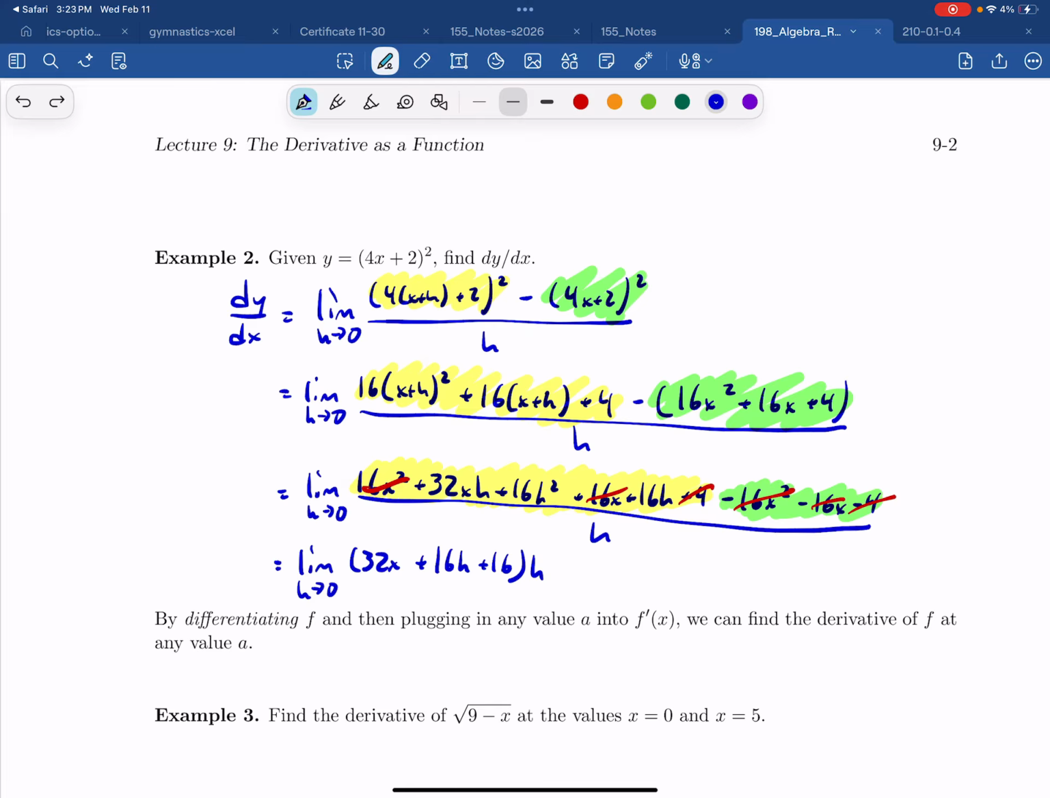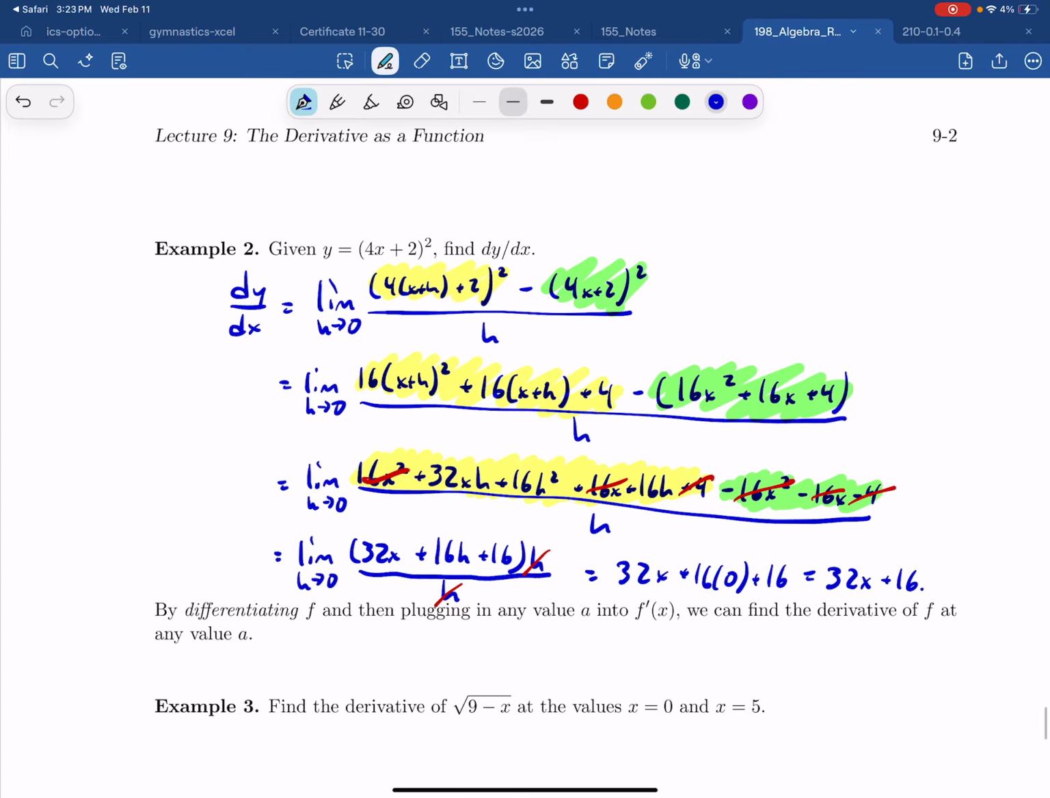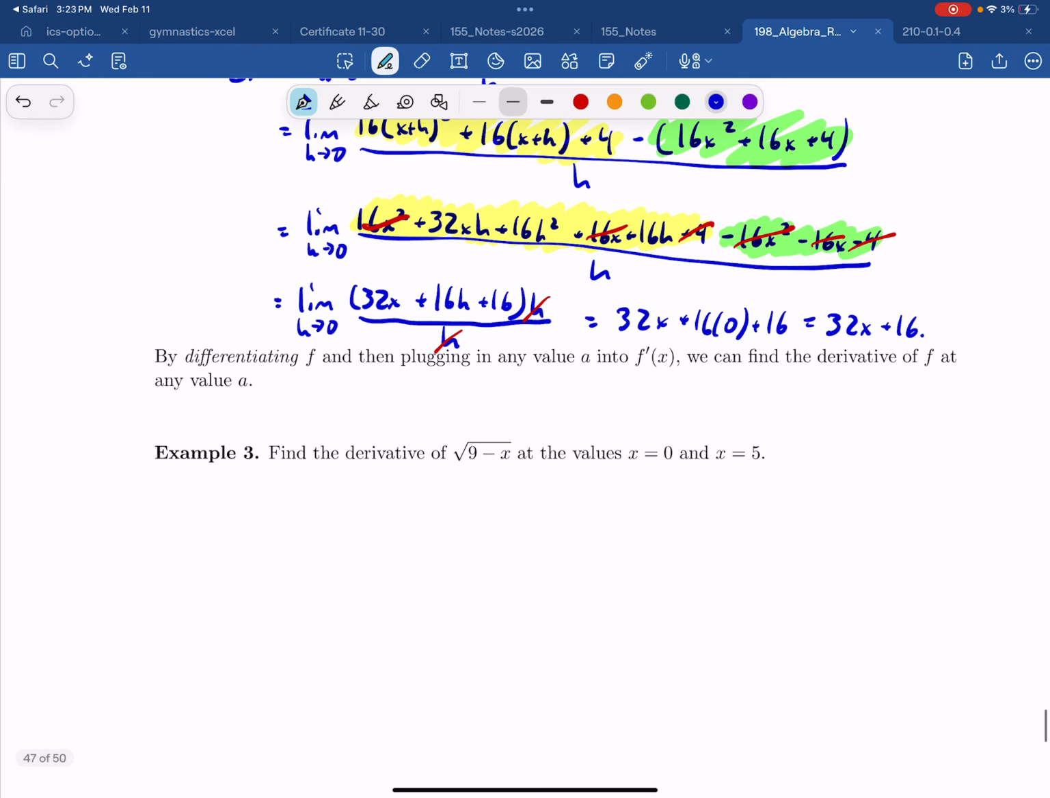Okay. And then on the bottom, we're also going to have an h, and that's kind of nice. We just cancel it out. And so our answer is going to be 32x plus 16 times 0 plus 16, which is just 32x plus 16. And that's our answer. Okay. Again, it's a function. It's not a number. It's a function.